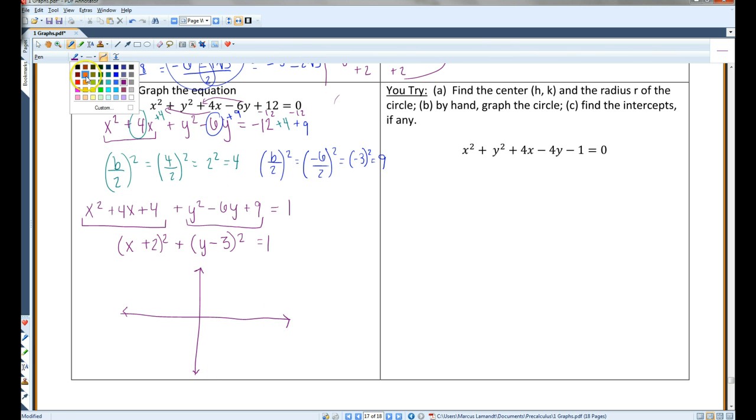Let's use orange. Okay? My radius is 1, and my (h, k) is (-2, 3). So I've got (-2, 3). There's my center. Now I'm going to go 1 in every direction. Close enough. So there's my circle. Alright? You guys go ahead and try this one.